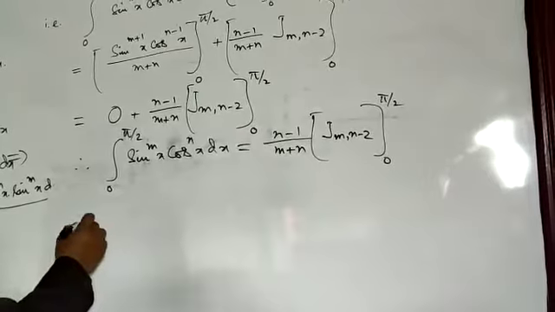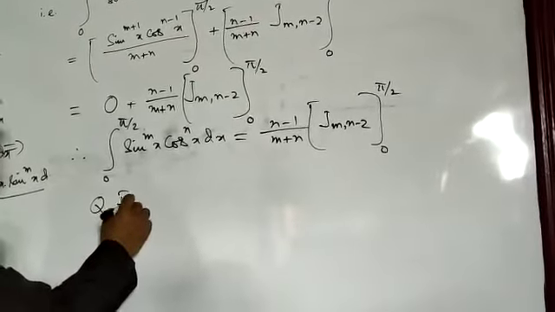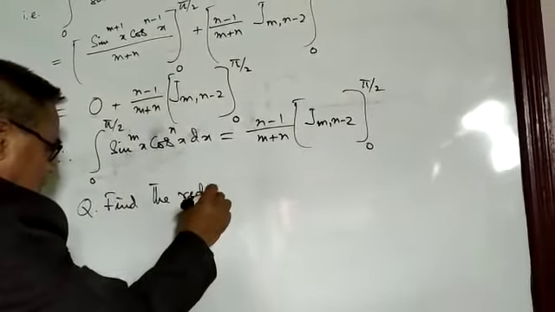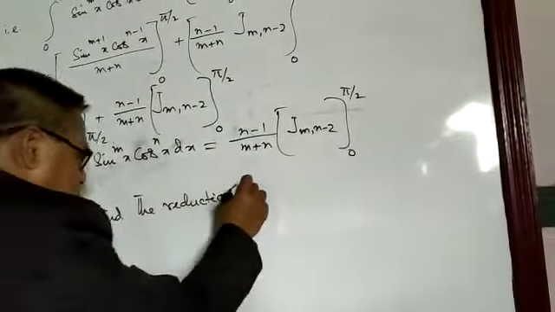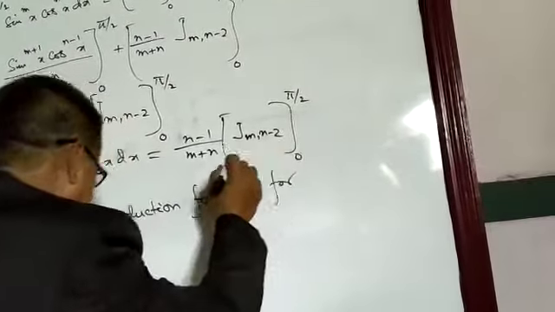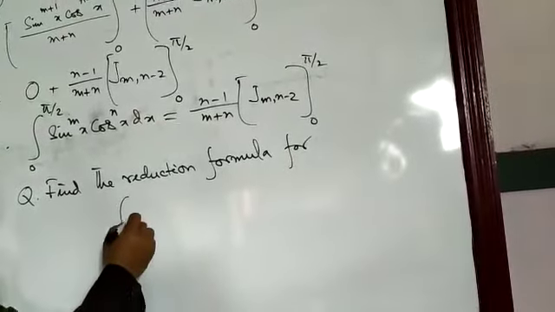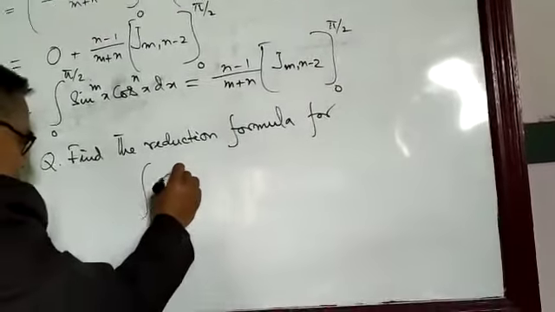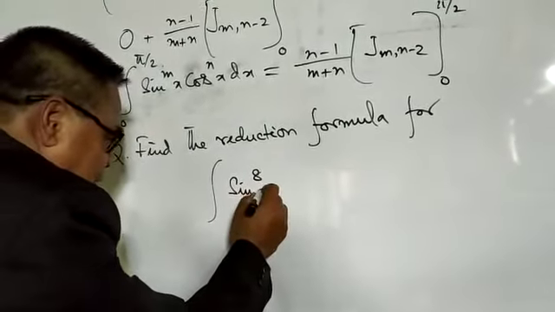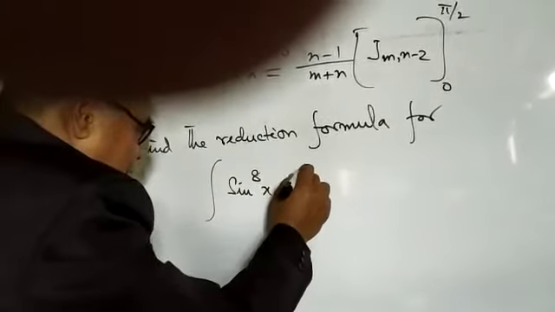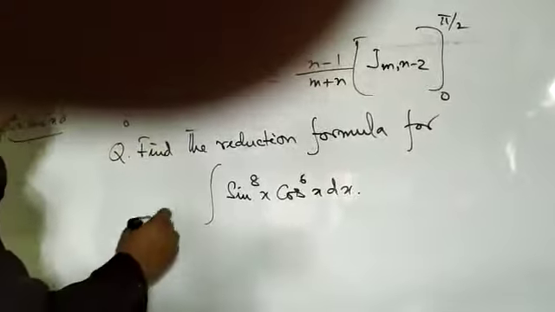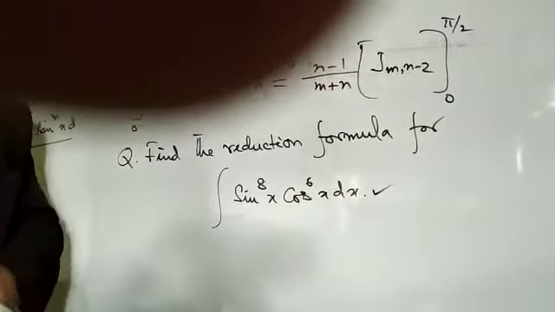Therefore, I assign you one question: find the reduction formula for, suppose, integration from sine to the power n, instead of n, a specific value is given. So you can find out this integration.